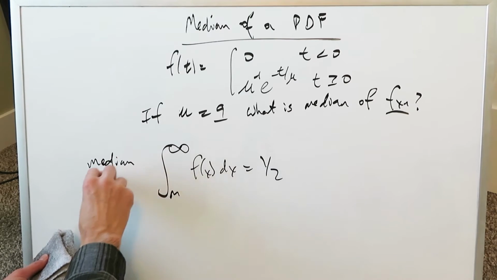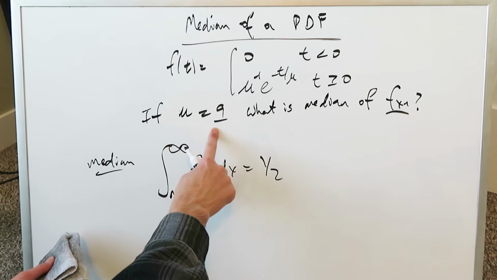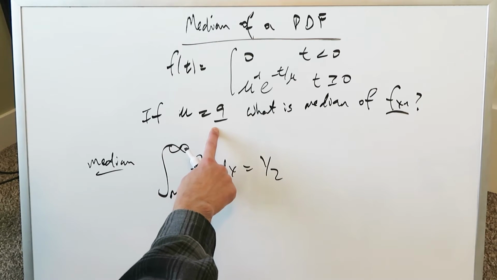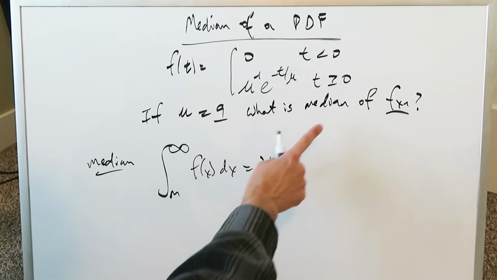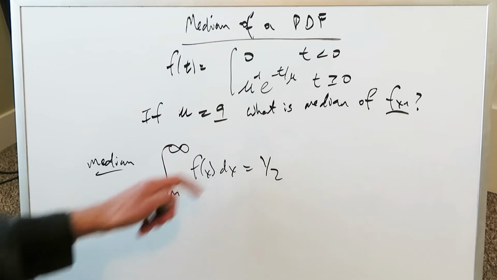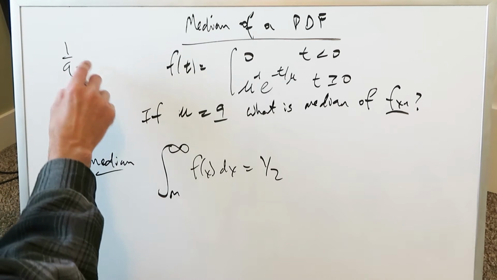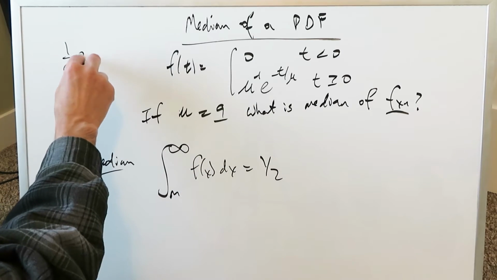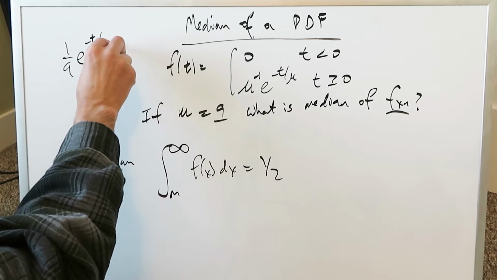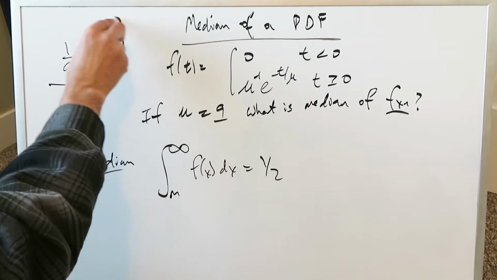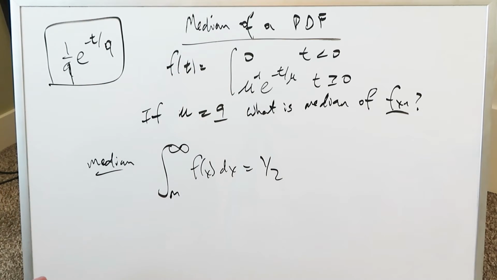In this specific video, we're looking at this: if the mean of that probability density function is 9 minutes, what is the median of that function? And the function is right here before you. When you put 9 in place of mu, you're looking at 1 over 9, e to the power of minus t over 9. And that right there is your function: 1 over 9, e to the power of minus t over 9.